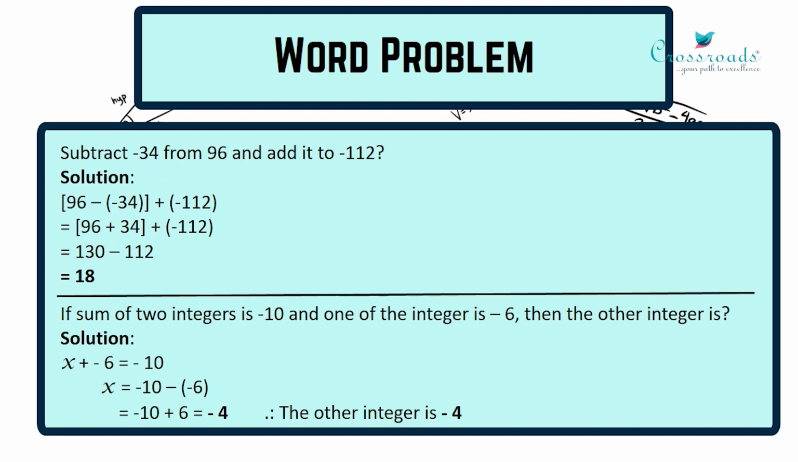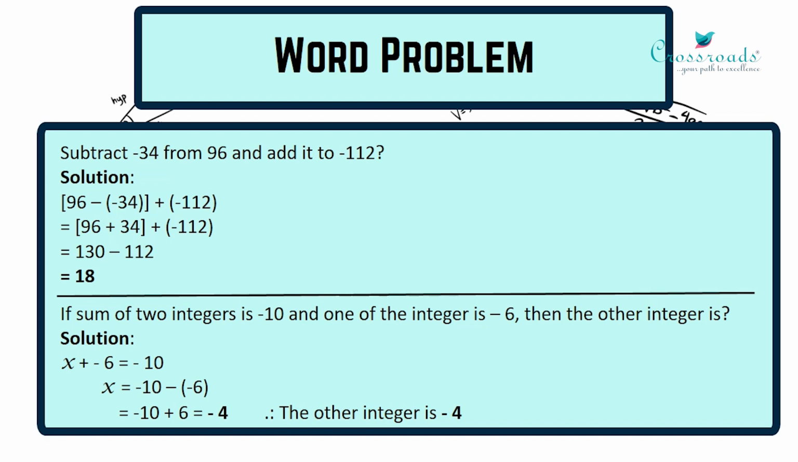Going to the second sum: if the sum of two integers is minus 10, so the sum has already been given, and one of the integers is minus 6, then the other integer is what? Okay, so the sum is being given. Now the other integer, let us keep it as x. So x plus, it's an addition sum, they're asking for the sum. x plus minus 6 is equal to minus 10.